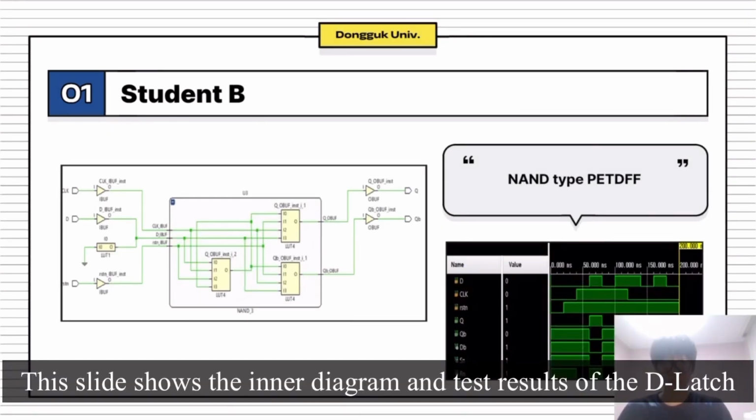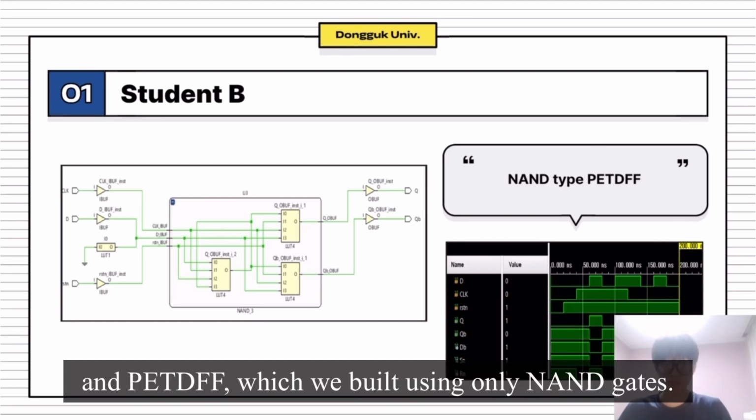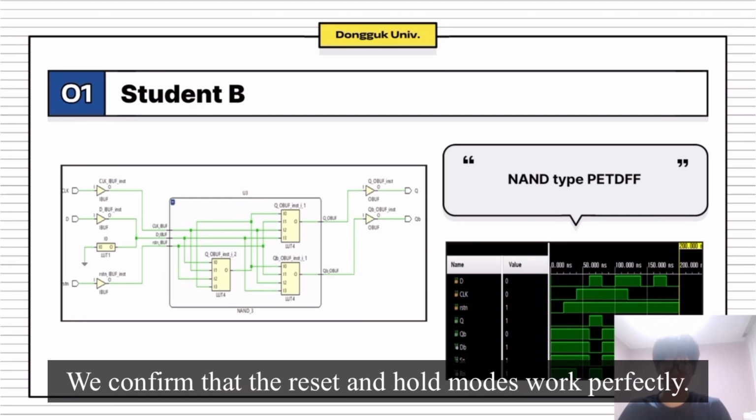This slide shows the inner diagram and test result of the D-latch and PTDFF, which we built using only NAND gates. We confirmed that the reset and hold modes work perfectly.